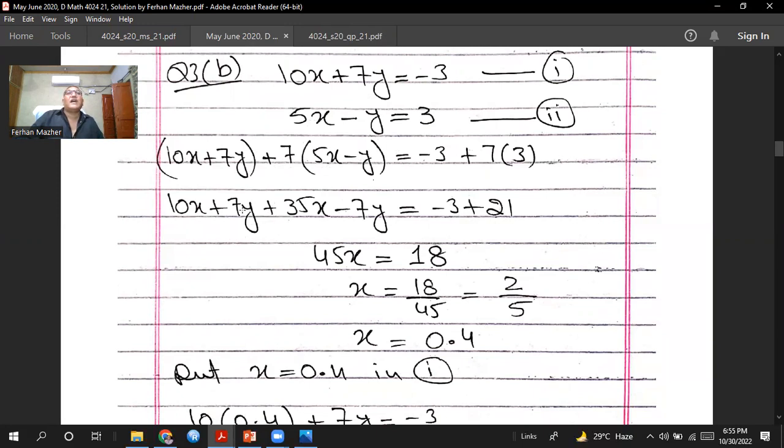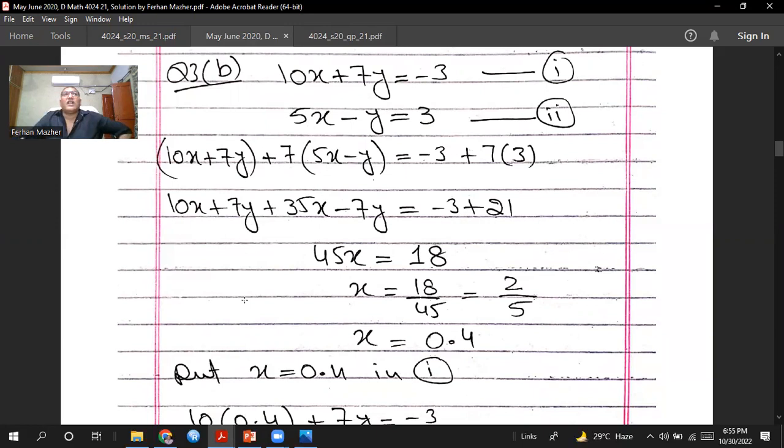So you will have plus 7y minus 7y, they will be cancelled. So you will have 45x equals to 18. So x will be equal to 18 divided by 45, and you can cut them with the table of 9. They can be cancelled. So you will have 2 by 5. So x is equal to 0.4. So now you have the value of x.